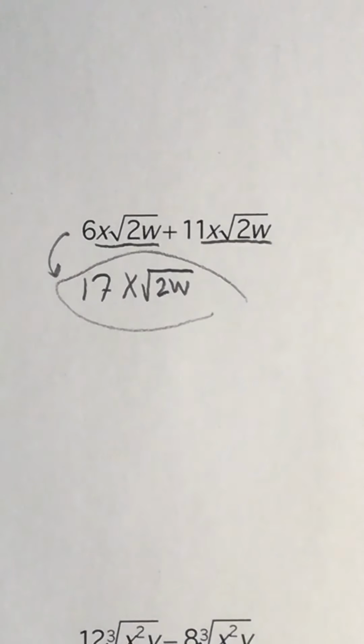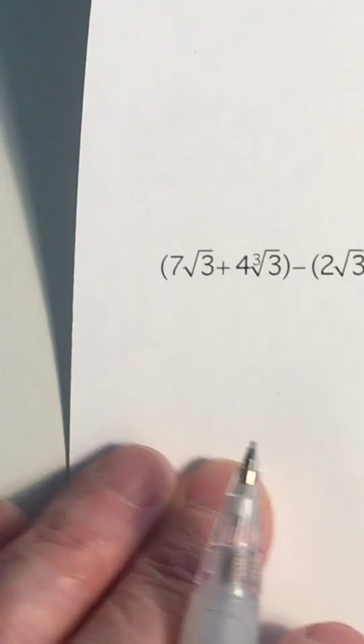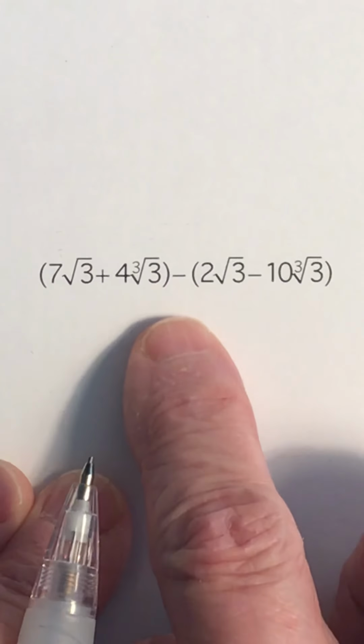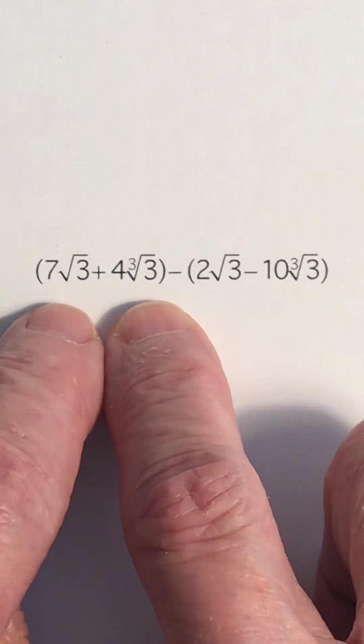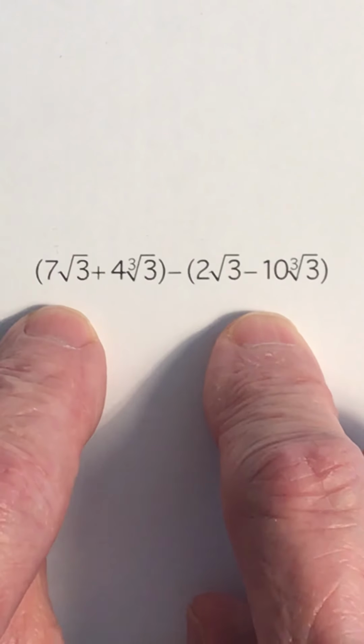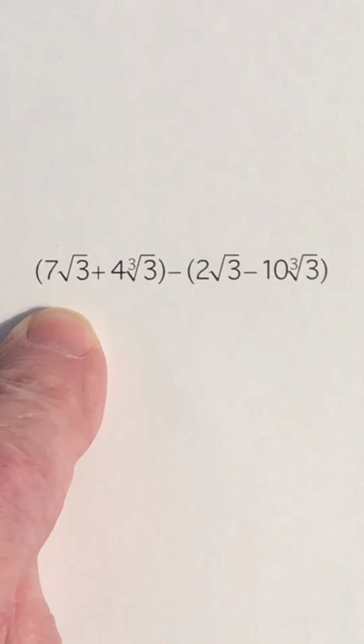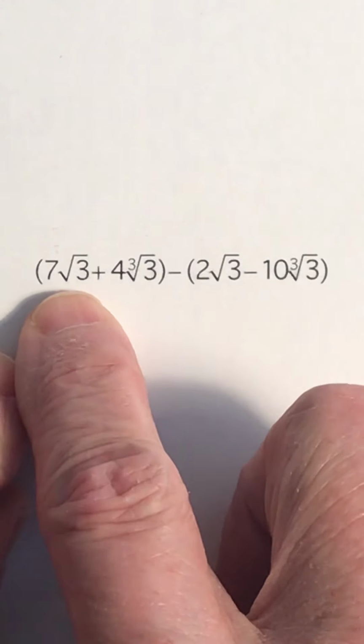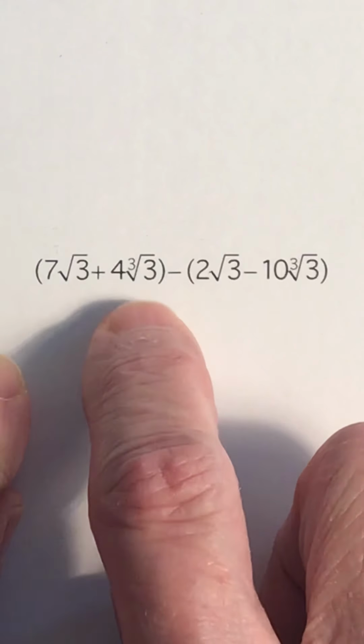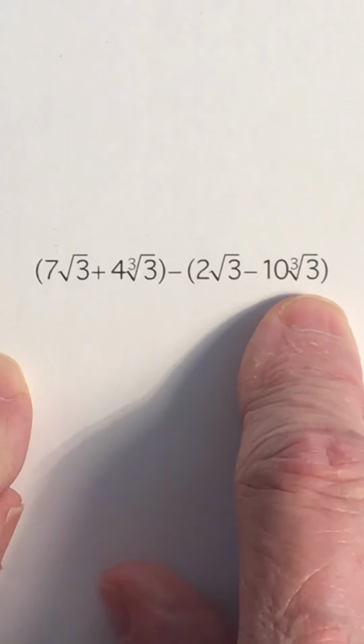Okay? Now this is not a FOIL problem. There's a subtract sign in the middle. It's this expression. Take away this expression, and we got different kinds of terms here. We have to look very, very carefully. Got root 3's and root 3's and cube root 3's and cube root 3's.